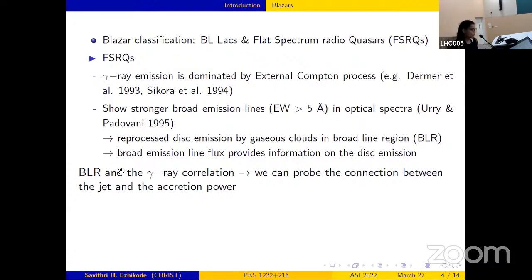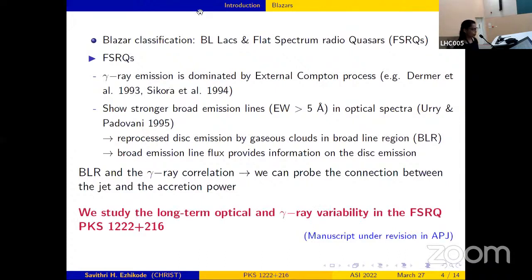Therefore, through correlation studies between the BLR emission and the gamma ray emission from the jet, we can probe the connection between the jet and accretion power, which is still an unsolved issue in the field of AGN, that is, the disk-jet connection in AGN. So motivated by this, here we study the long-term optical and gamma ray variability and the possible correlation between this emission in one of the FSRQs, PKS 1222+216.